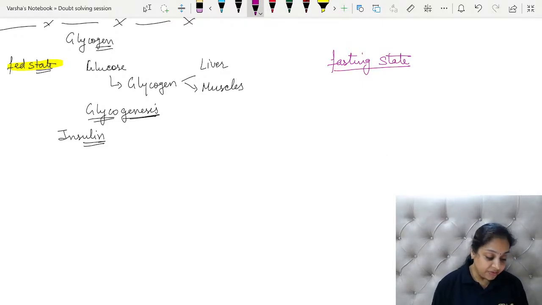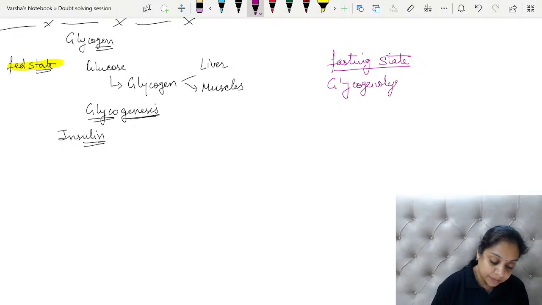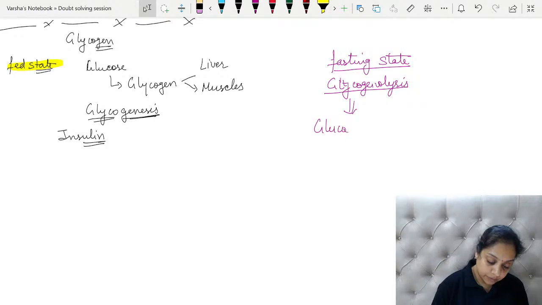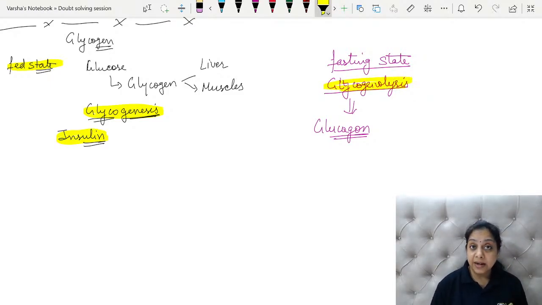Opposite of this is happening in the fasting state. In the fasting state, we are doing glycogenolysis. Glucose is not available. To replenish the blood glucose level, we have to provide glucose, and that is coming from the breaking down of glycogen, right? And who is triggering this? Glucagon. Now we have two processes: glycogenesis, that is synthesis, taken care of by insulin, and glycogenolysis, that is breakdown, a catabolic pathway, triggered by glucagon, a catabolic hormone. They work opposite to each other, right?